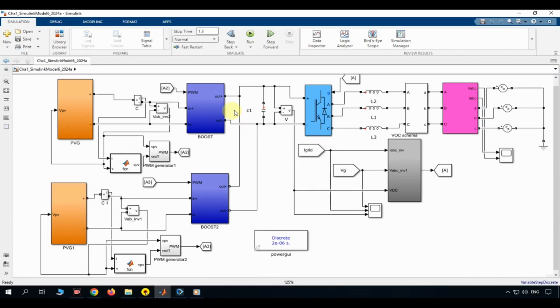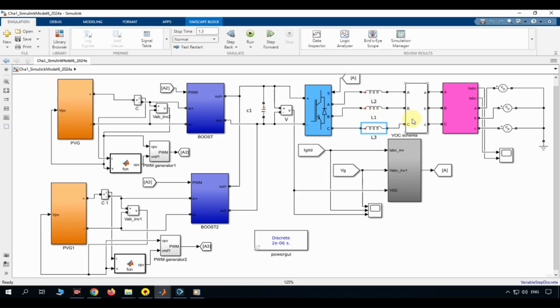This part of the model represents the grid-connected inverter stage, controlled using voltage-oriented control, often called VOC. At the center of this section is a 3-phase inverter, built from IGBT switches. It converts the DC voltage coming from the boost converters into a 3-phase alternating current waveform. This inverter is switched using the PWM pulses generated by the VOC controller. The inverter output passes through 3 filter inductors, labeled L1, L2, and L3. These inductors smooth the switched waveform, removing high-frequency ripple and producing a cleaner sinusoidal current before it reaches the grid.